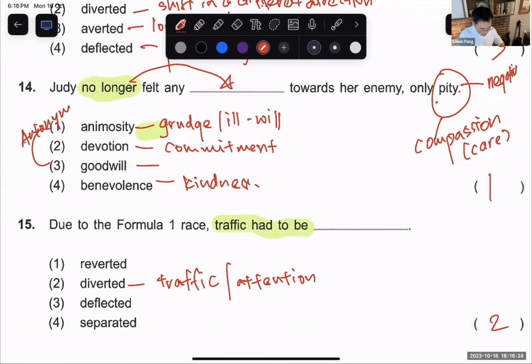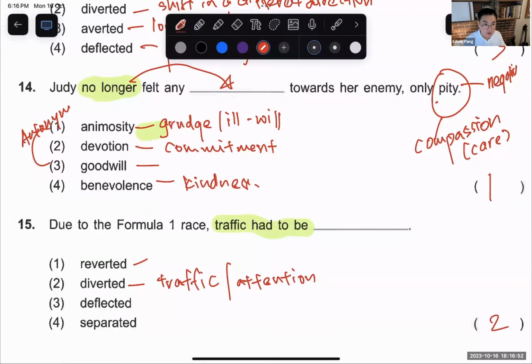Is there anything here that you need me to explain? Reverted, deflected, separated. Anyone doesn't know anything? Point the number to me if you don't know anything. I will write down the answer for you. One, reverted. Jairus, can you try to explain reverted for those who don't understand it? Is it like you revert your attention? Yes. So what does it mean?